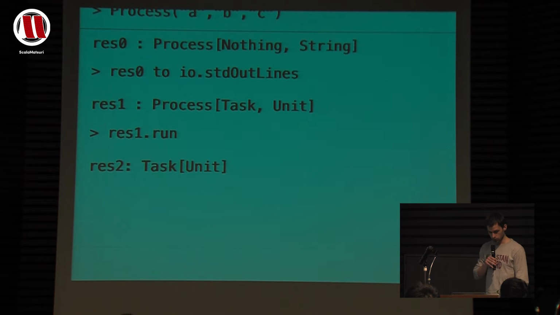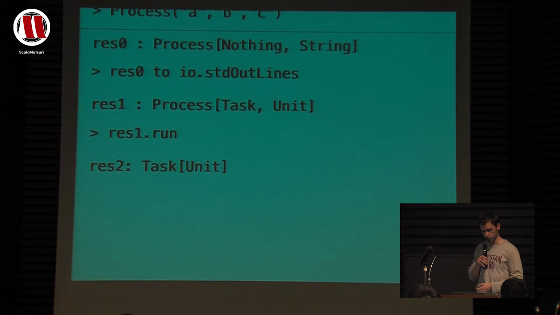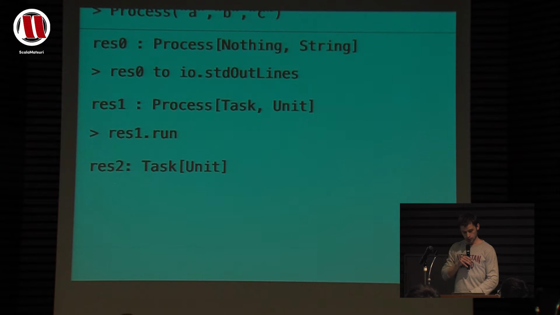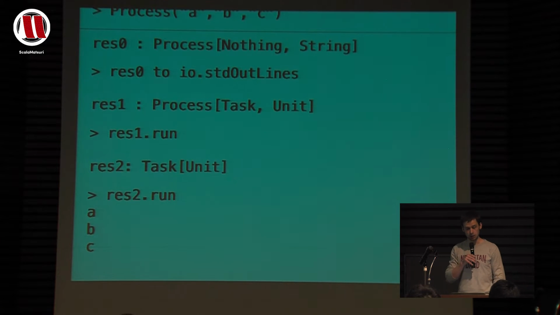Once we have a process of Task and Unit, there's not much else that we can do apart from running it. And when we run it, we actually get the effect back. So we finished setting up the computation, we run the process, and then we end up with a Task of Unit. And then finally we can run the task to get what we wanted initially. We will see ABC printed on the standard out lines.